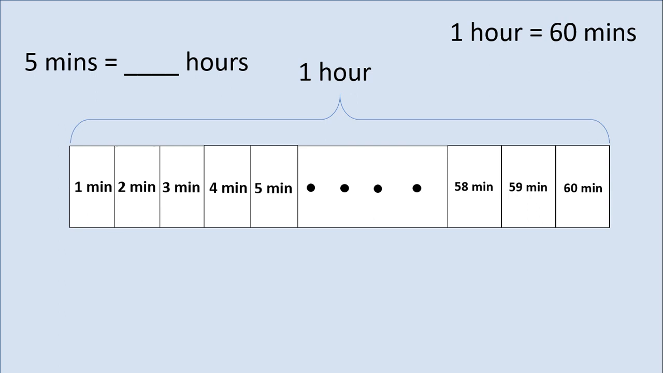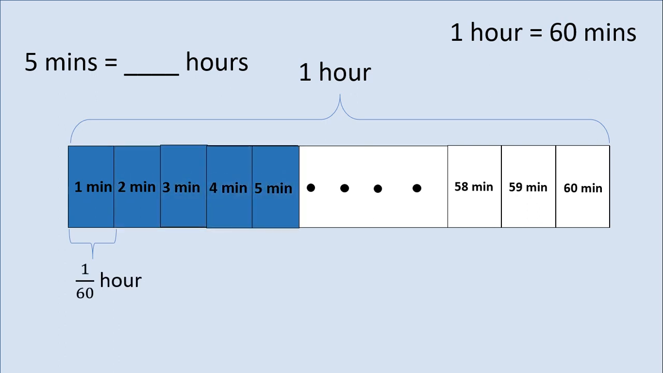So you can see at the start, we have 1, 2, 3, 4, 5 minutes, and we're going to skip all the way to the end to 58, 59, 60 minutes. That means each minute is worth 1/60th of an hour. So if we want to find the fraction of an hour for 5 minutes, we can add 1/60th, 2/60th, 3/60th, 4/60th, 5/60th of an hour, or we can multiply 1/60th of an hour times 5 minutes.